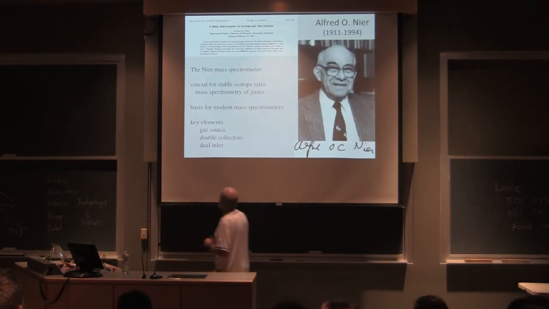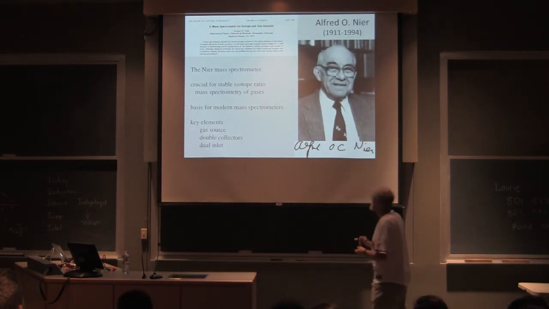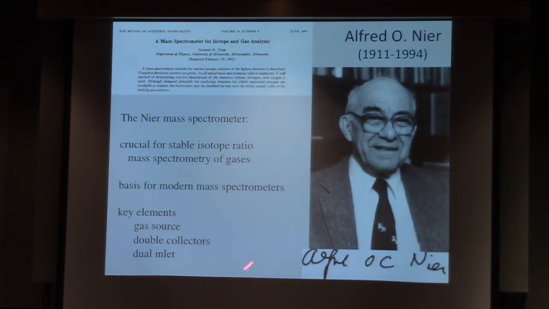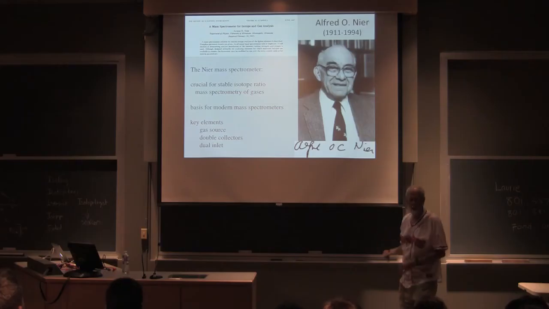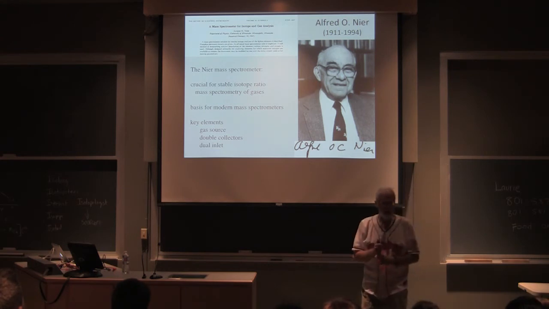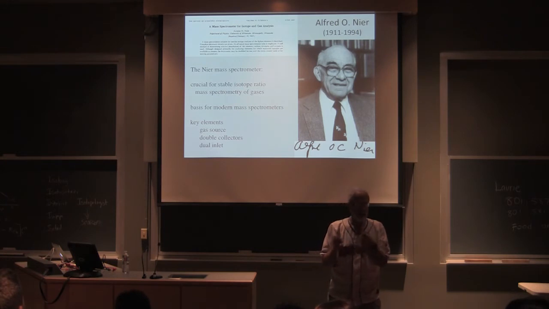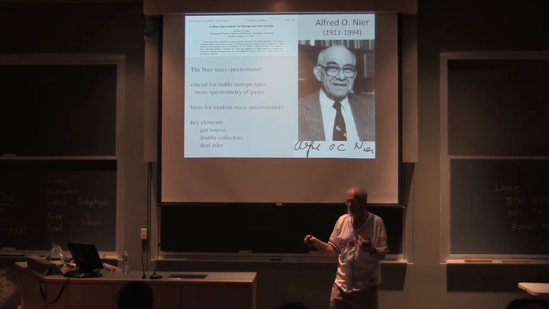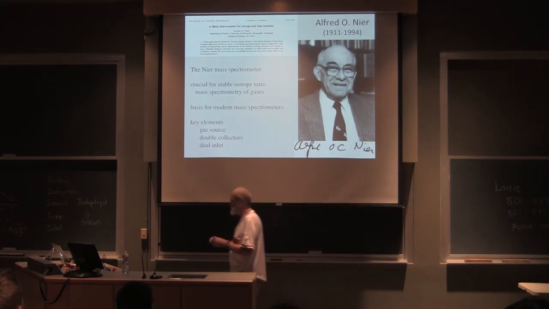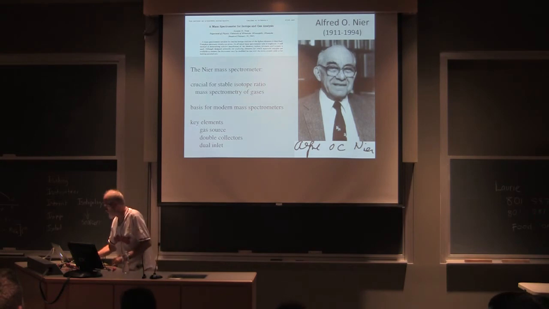Okay, so here we have Alfred Nier. Okay, this is the basis for all the modern mass spectrometers. And here are elements. Okay, now we're using not just double collectors, we're using multiple collectors. The first multiple collectors were built in the 1970s. And now they're kind of a standard piece of equipment, but they've actually made it possible to do many things that were just simply impossible before.